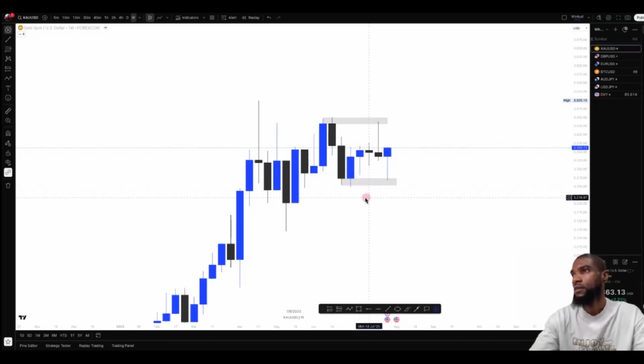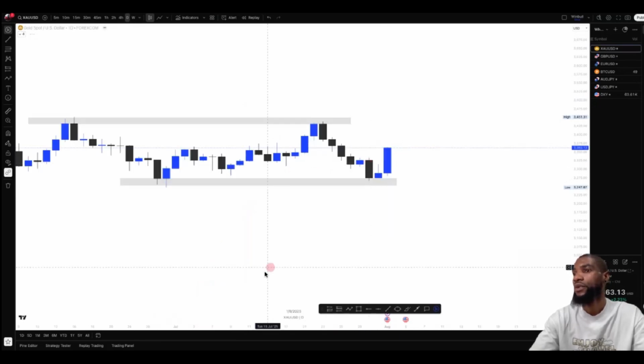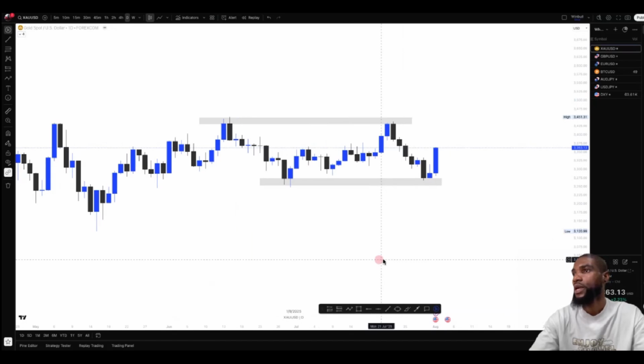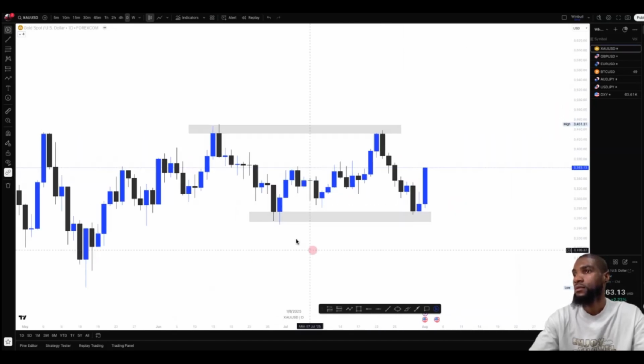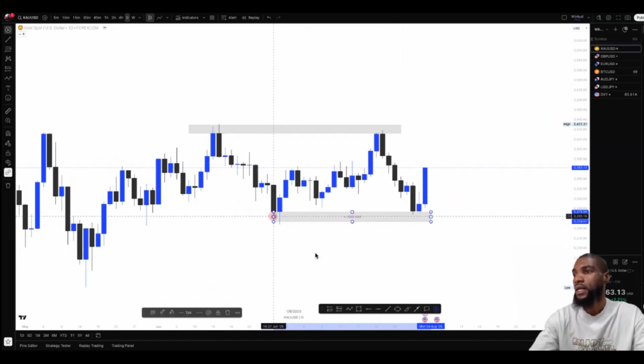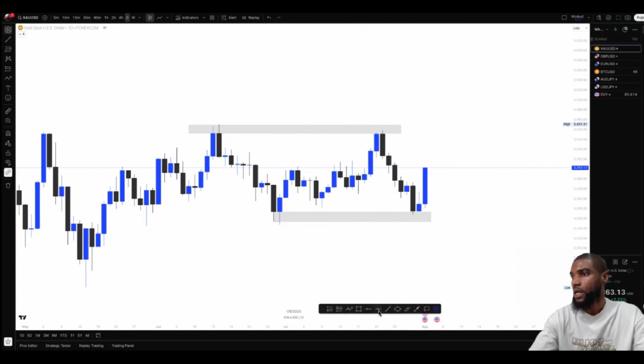So I marked this level. So once I marked this level, I went down to the daily time frame. So on the daily time frame, I now understand that the market did what? It gave us what? There was a sweep here. There was a sweep here on the daily time frame, and there was also what?